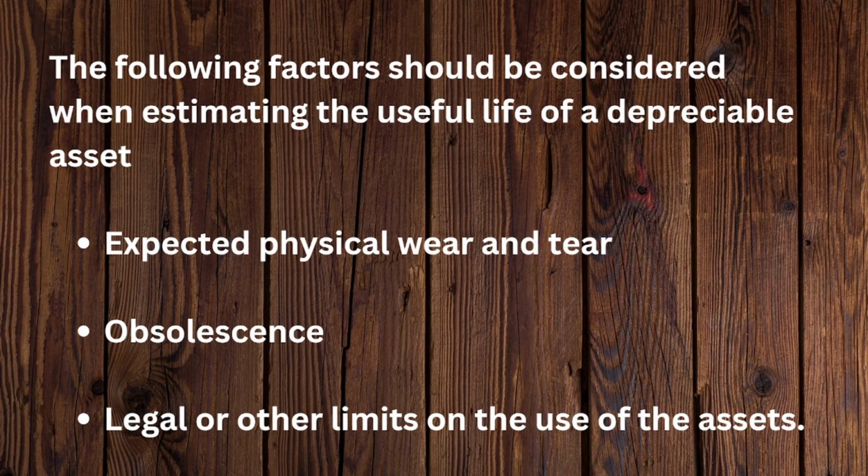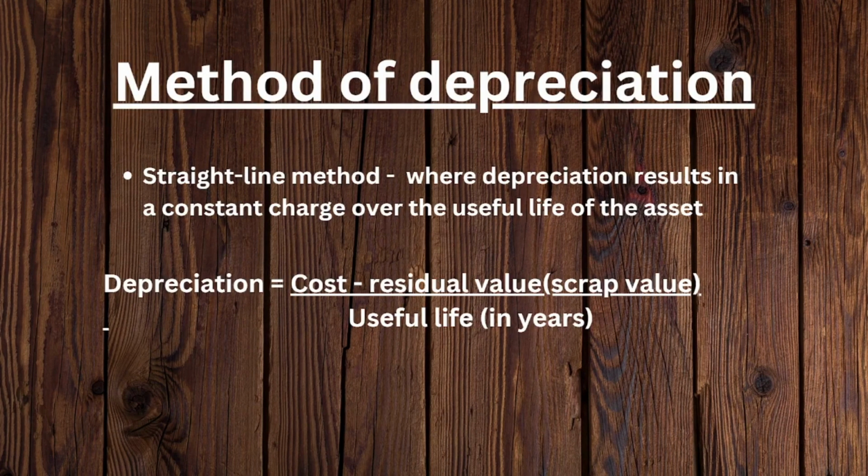So for us to be able to estimate the useful life of the asset, we need to consider the following factors: the expected physical wear and tear, obsolescence, and legal or other limits on the use of the asset. When we come to the method of depreciation, we have several methods. We have the straight line, we have the reducing balance method, and several other methods. But for the purpose of this video, we are going to look at only the straight line method.